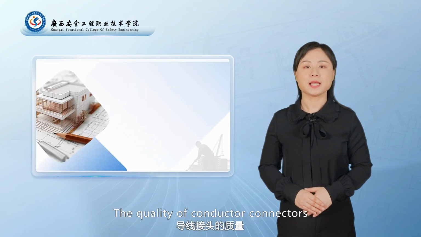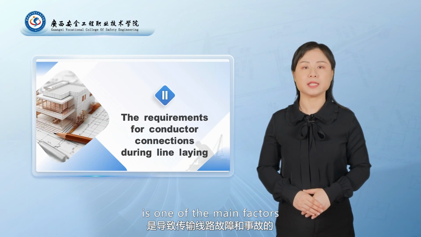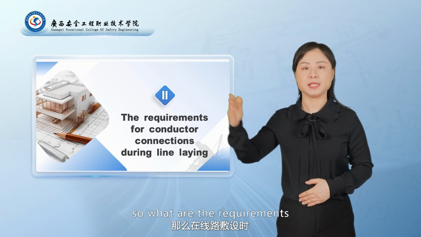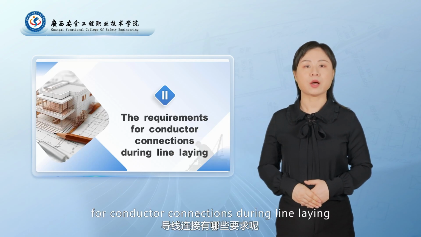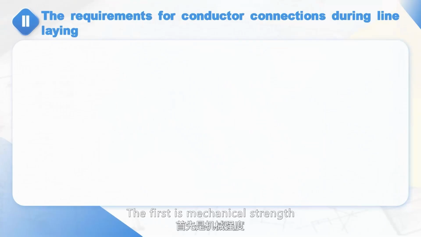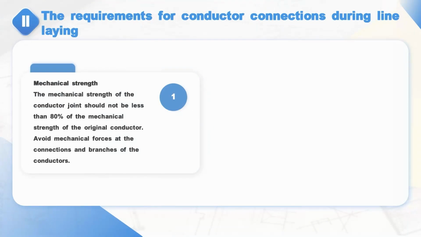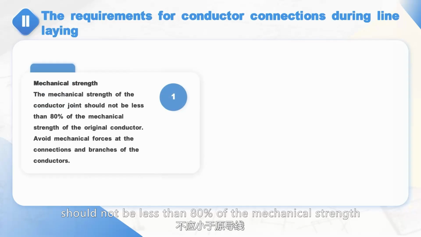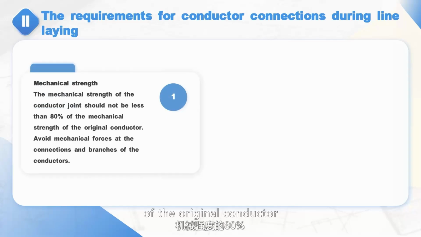The quality of conductor connectors is one of the main factors leading to transmission line failures and accidents. So what are the requirements for conductor connections during line laying? The first is mechanical strength. The mechanical strength of the conductor joint should not be less than 80% of the mechanical strength of the original conductor. Avoid mechanical forces at the connections and branches of the conductors.